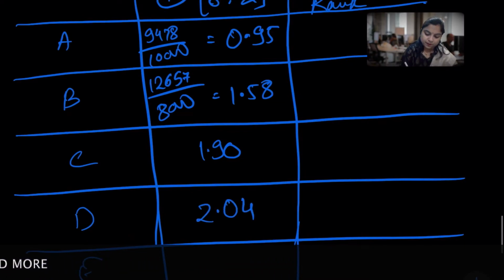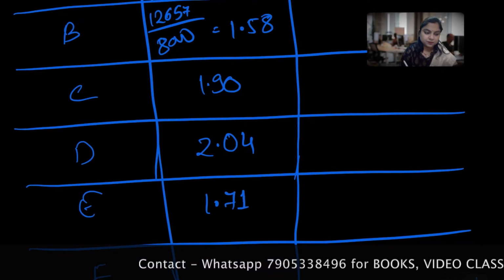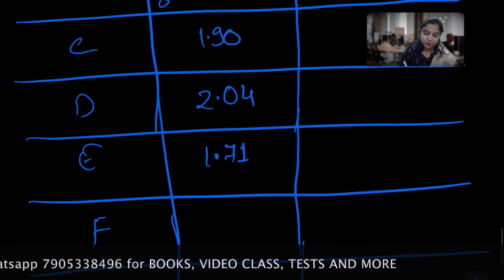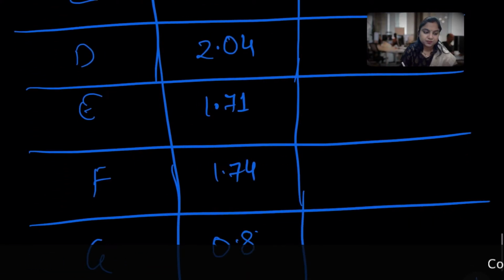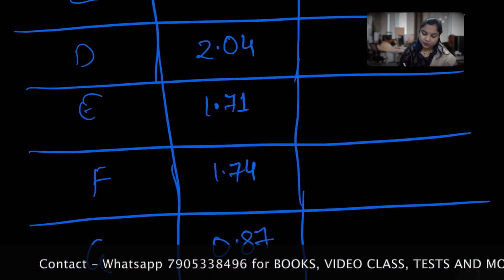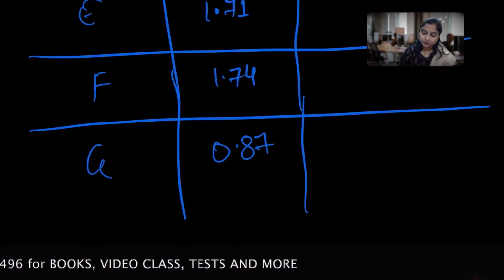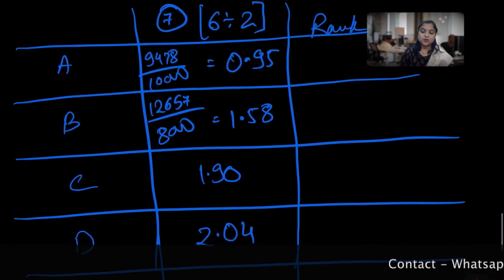1.90. Okay. 1.71, 1.74 and 0.87. Okay, till the G. So now it's time to rank.